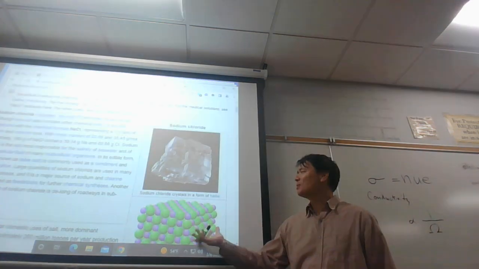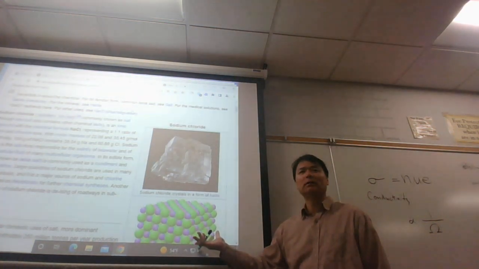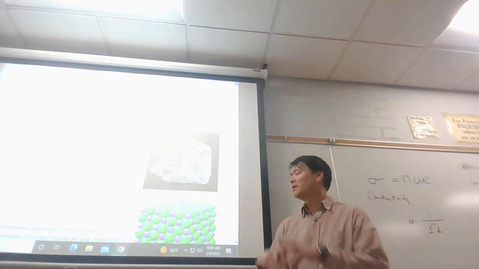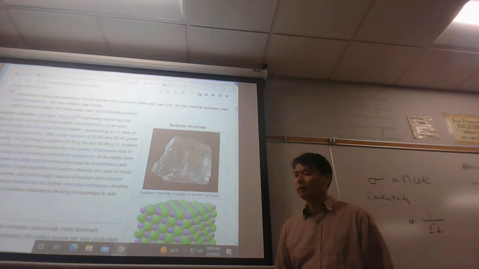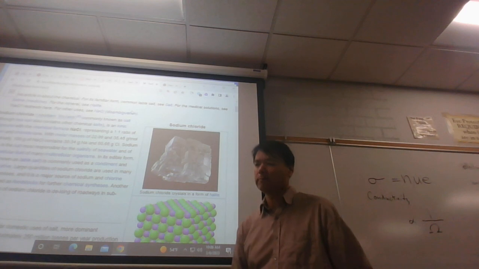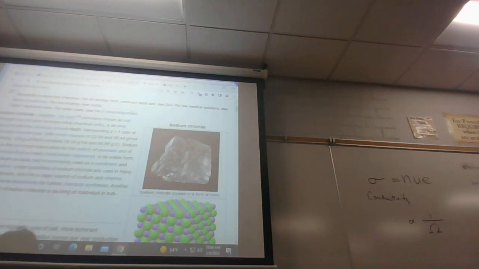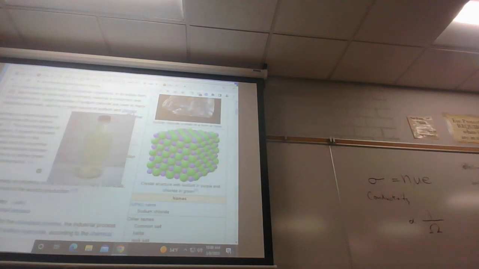And what happens when the sodium chloride dissolves? It breaks up into ions, and those ions are quite mobile. How about solid sodium chloride? Would you expect solid sodium chloride to be very conductive? No. Why not? Because it's a molecule, it doesn't break down.